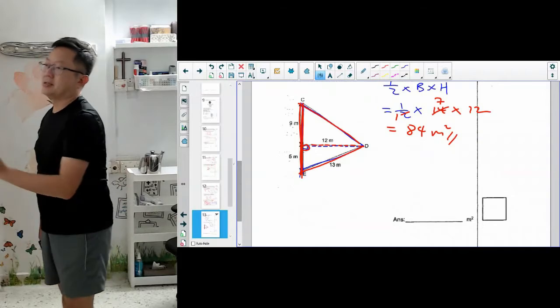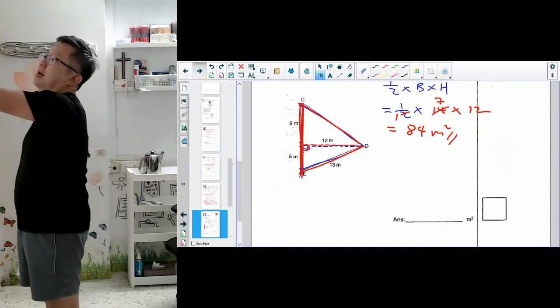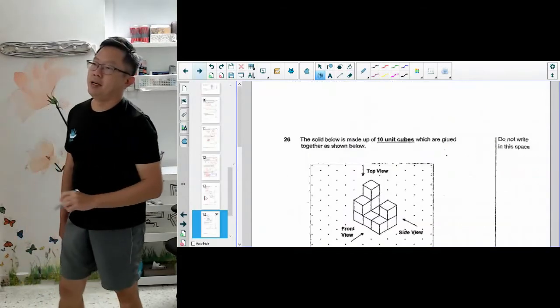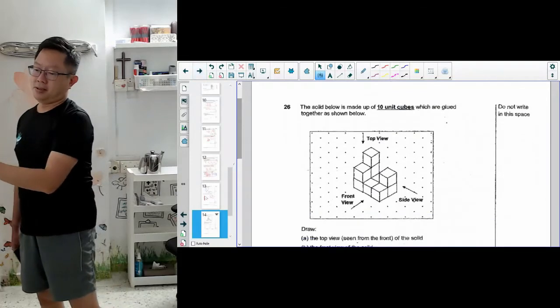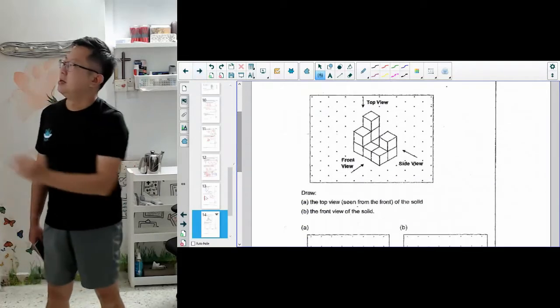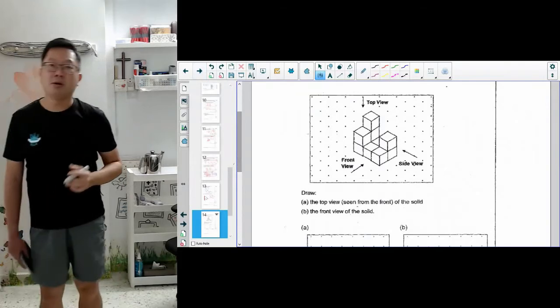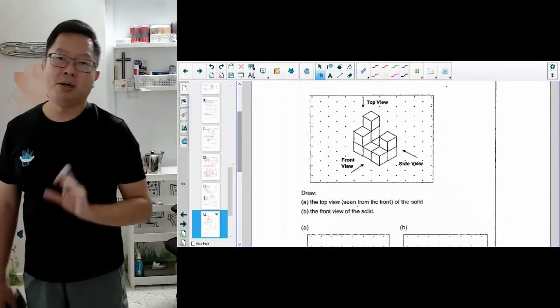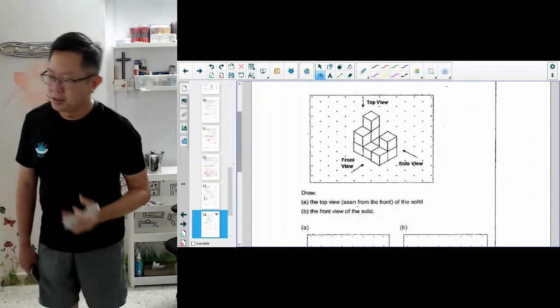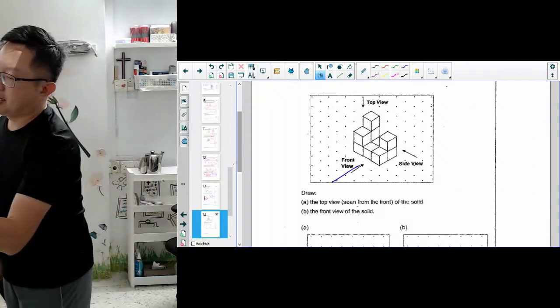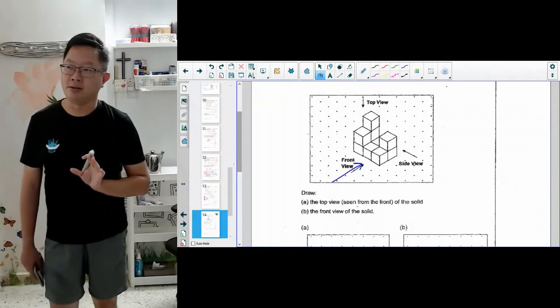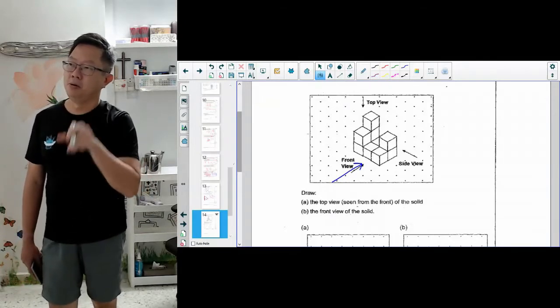Okay, let's go to the next one. Question 26. The figure is made of 10 unit cubes. So can you draw the top view? Alright, now there is an important lesson here. When you draw the top view, there's only one answer. There's only one drawing. So how should you draw the top view? You have to stand in front. Always stand in front. Means you always face the front, then you look down.